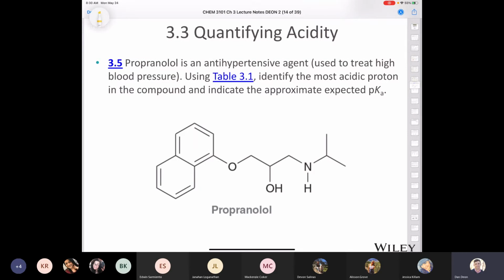Let's take a look at this antihypertensive agent, propranolol, used to treat high blood pressure, of course.